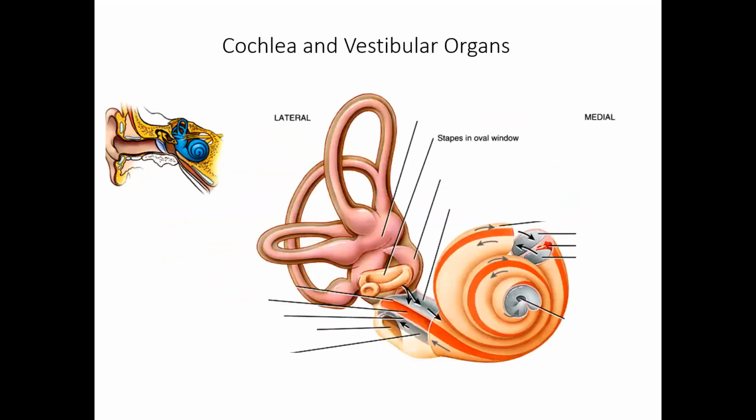If we go a little bit further into the structures, we end up looking at the cochlea here. The cochlea is going to run from the oval window to the round window. In there we have our scalas, our scala tympani, and our scala vestibuli, which is going to surround the cochlear duct. The scalas are separated by two distinct membranes, the vestibular membrane and the basilar membrane.